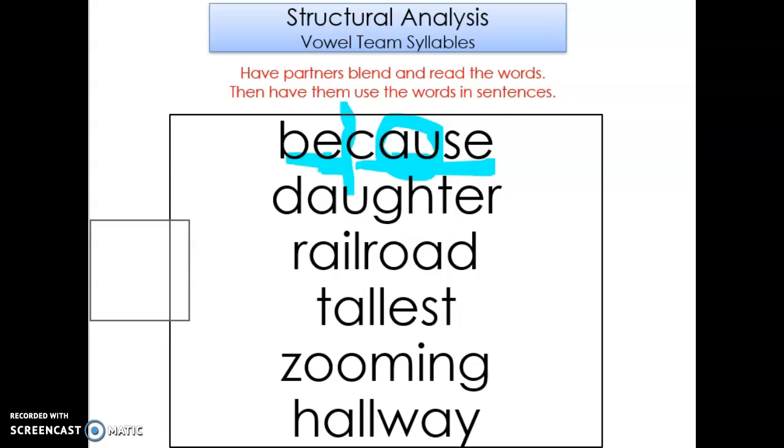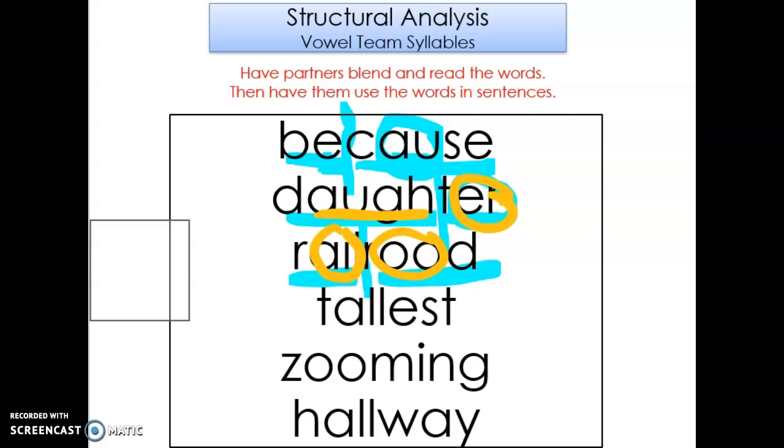Okay? Then we have daughter. So we have daughter. Here's our vowel team, our R controlled vowel ER right here. And then AUGH is also a vowel team. That's one of our spellings for this week. Okay? Next we have the word railroad. Clap the word railroad. Railroad. We are splitting it after the L. So we have the word rail and then the word road. Let's look at the vowel teams here. AI says A, so we have rail. And then OA says O, so we have road, railroad.